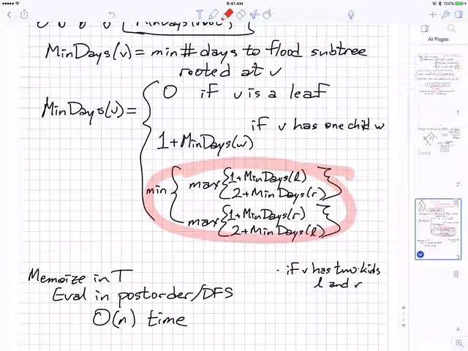Question on the grading. After we read out our English description and our recurrence, for the rest of the points, is it fine to say memoize in T, evaluate in post order, O(n) time? Yes. All the points. That's 1 point, 2 points, 1 point. We don't have to explain. No. The hard part of dynamic programming is getting the recurrence right. So most of the points are going to getting the recurrence right.